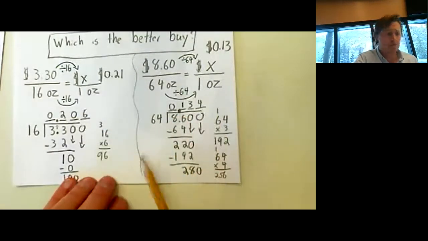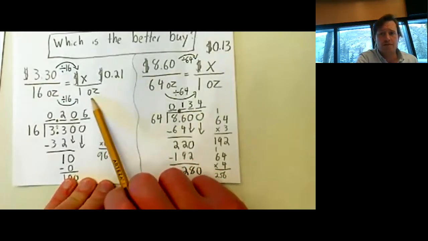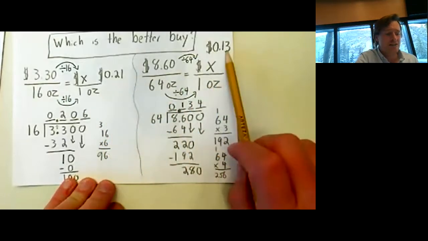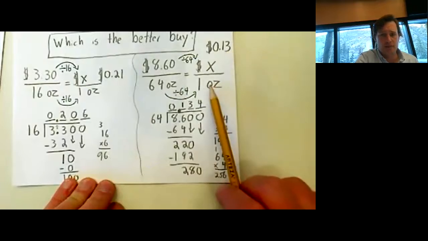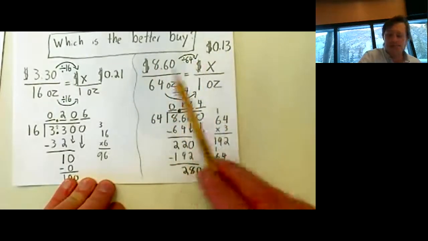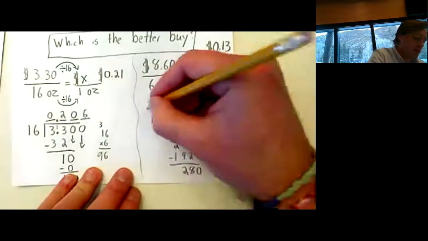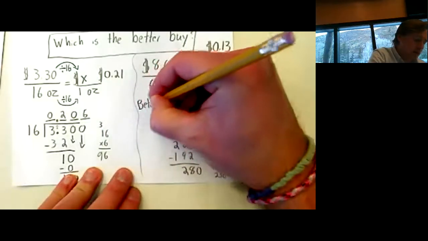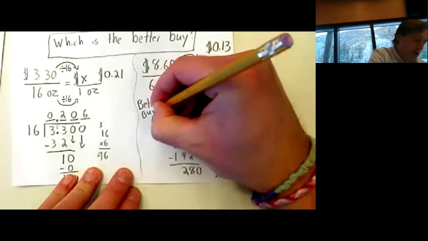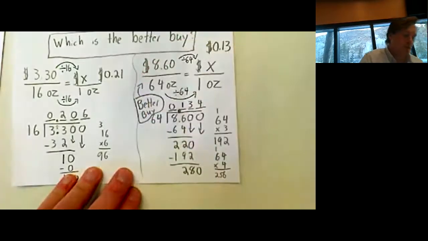So now I've got the two numbers to compare. Over here, it's 21 cents for 1 ounce of peanut butter. Over here, it's 13 cents for 1 ounce of peanut butter. So this guy is the winner. This one is the better buy. It's the cheapest. So better buy. Kind of squeeze everything in there. Sorry, guys. But this is the one here.